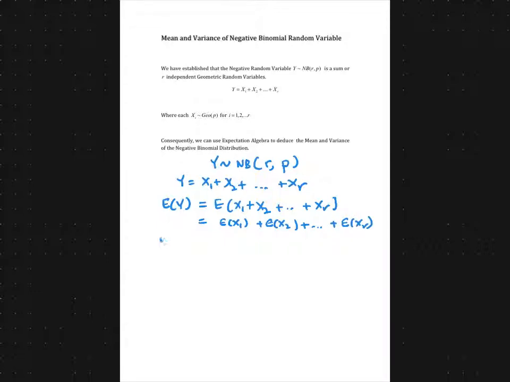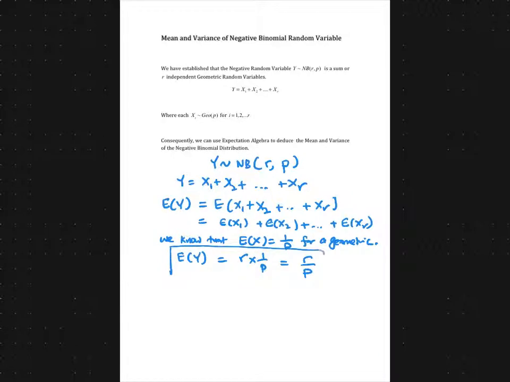And we know that E(X) is equal to 1 over p for a geometric. And so E(Y) is just simply r times 1 over p, which is r over p. So the mean of a negative binomial random variable is equal to r over p.